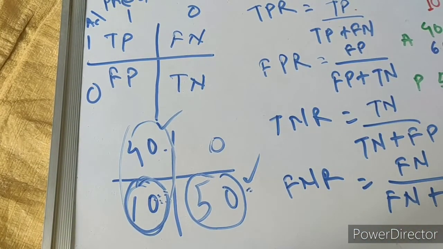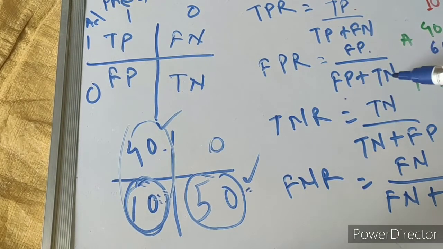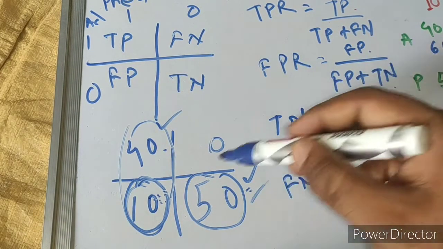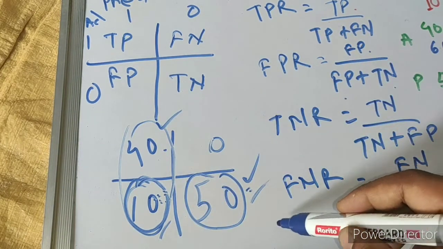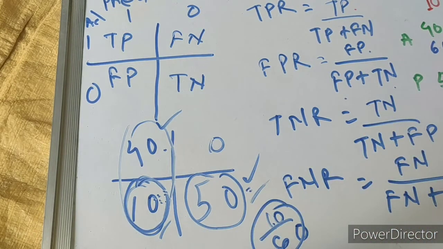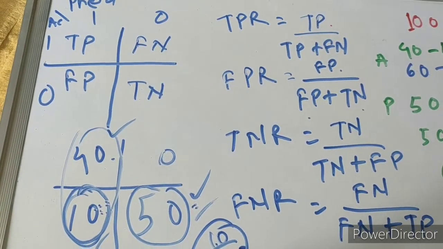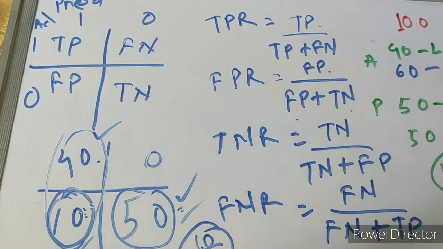So this is false positive. If we are searching for false positive rate, how do we find it? The formula says false positive divided by false positive plus true negative. True negative is 50 here, false positive is 10 here. So 10 divided by 60 we have to find. So I hope you have understood what false positive rate is. In that way we can understand true negative rate and false negative rate too.